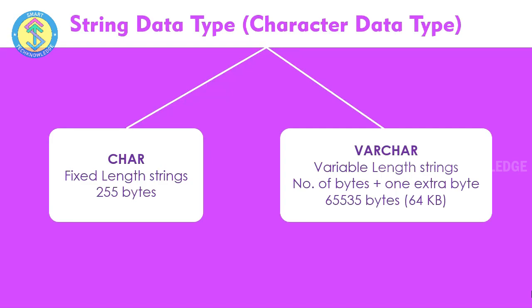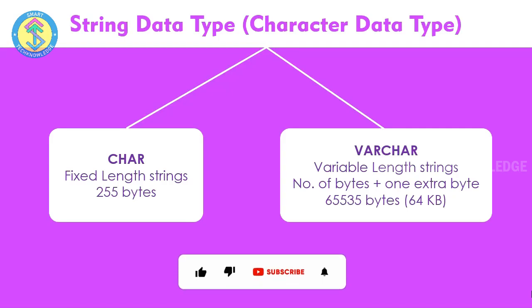Number 2. Varchar. Here, the data is stored as variable length strings. It uses as many bytes as the size of the data placed in it. It also uses an extra length byte. Maximum length is 65,535 bytes, that is 64 KB.